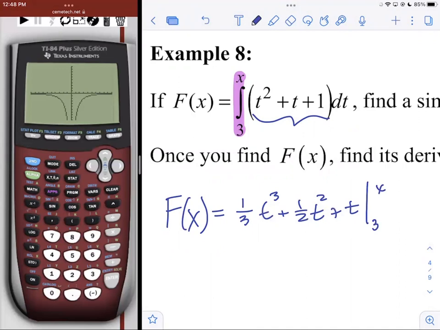Now, in this case, it looks a little strange. It's like, wow, I get having the independent variable as x when it's in integral format, because it's just going to be the upper limit of integration.